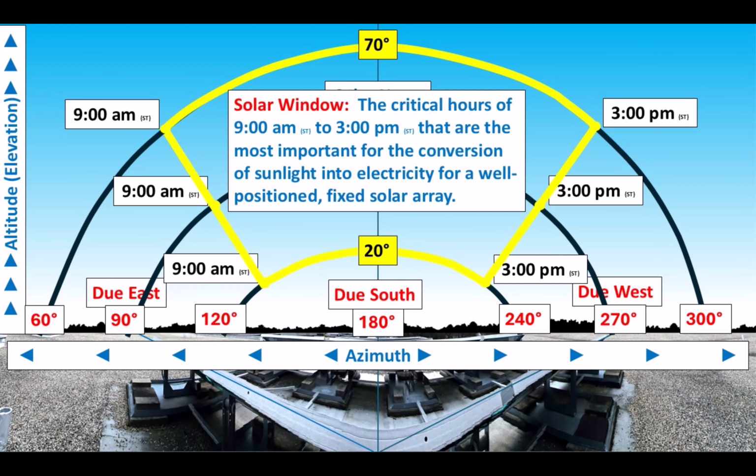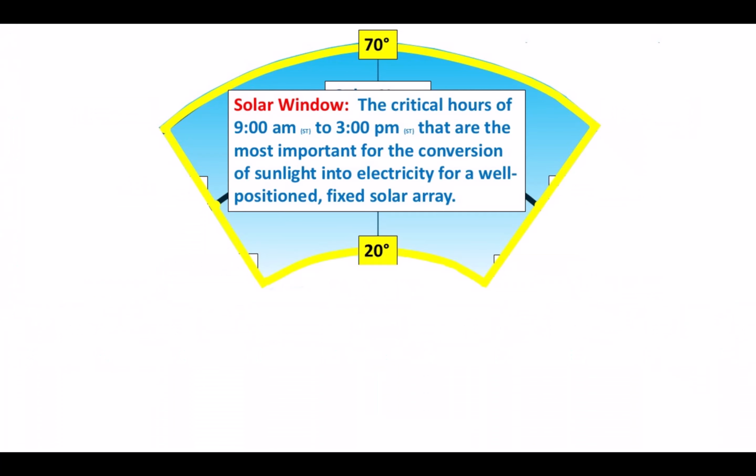The critical hours of 9 a.m. solar time to 3 p.m. solar time that are the most important for the conversion of sunlight into electricity for a well-positioned fixed solar array. So why are these 6 hours the most critical? Why do they usually provide the majority of the day's energy for a well-positioned fixed solar array?